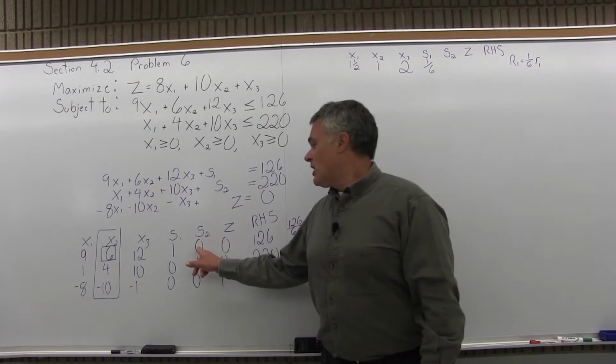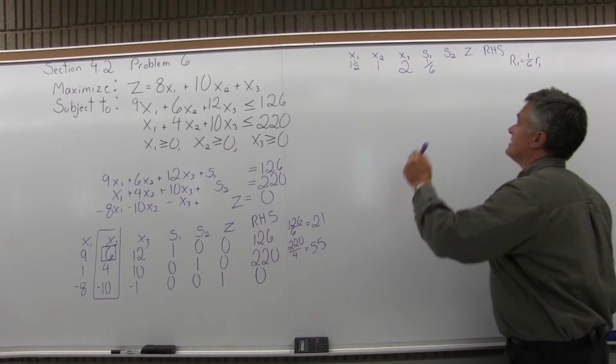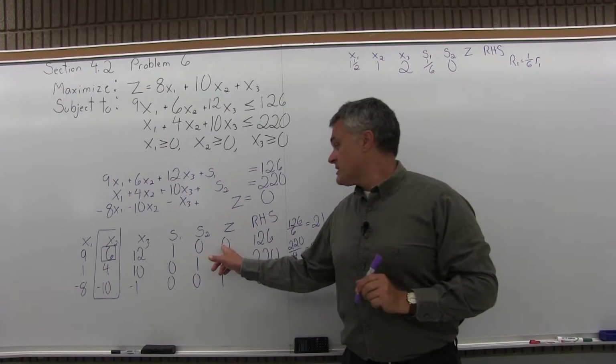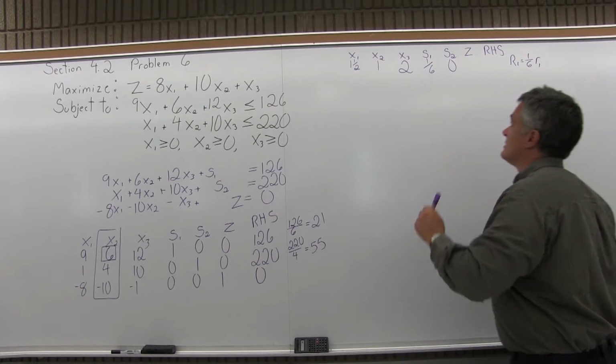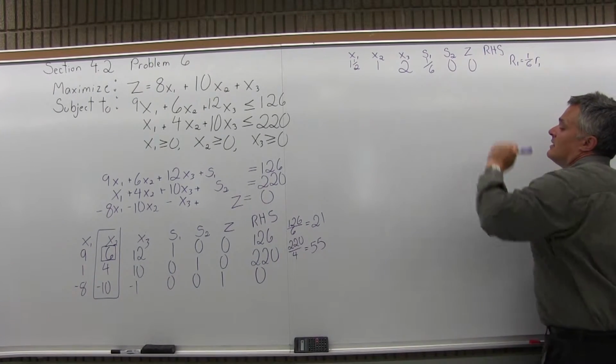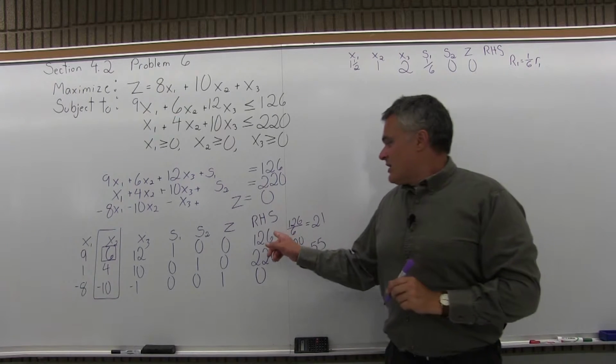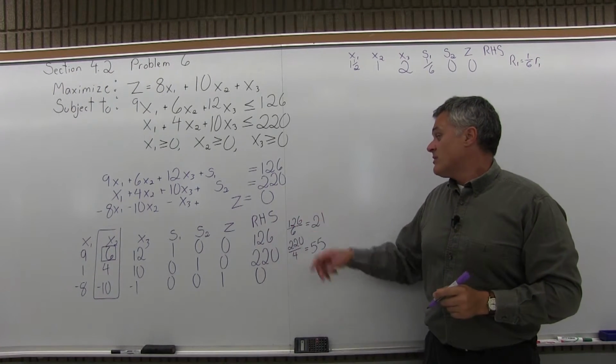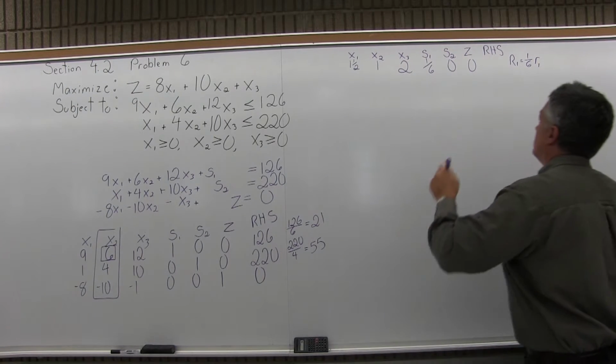In the S2 column, I would have 1 over 6 times 0, which is 0. The same in the Z column. In the Z column, I would get 1 over 6 times 0, which is 0. Zeros are certainly nice to work with. And in the right-hand side column, 1 over 6 times 26 is 26 over 6, which I actually already figured out and reduced to 21.